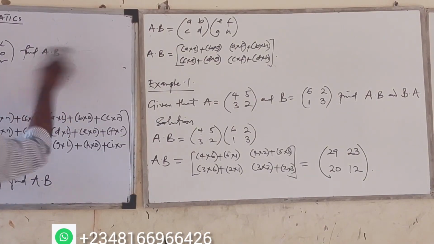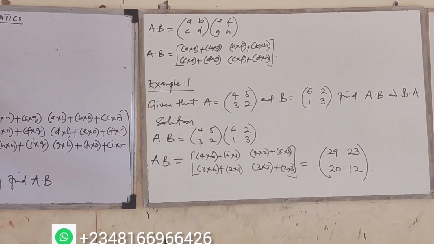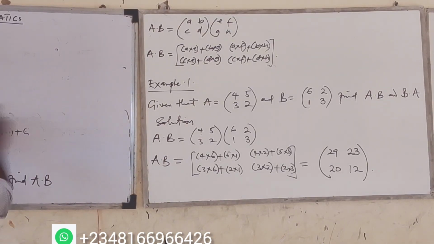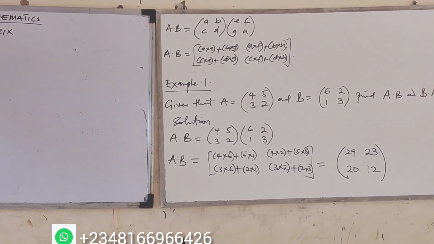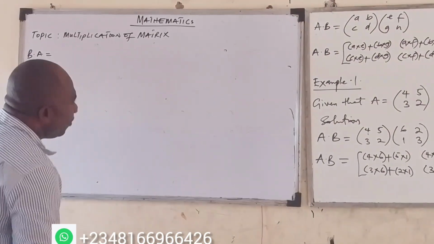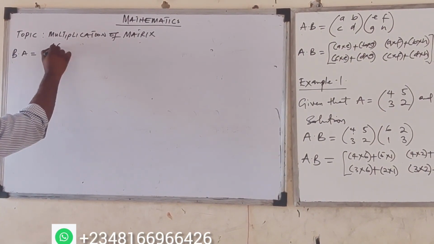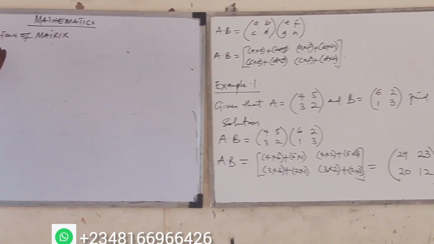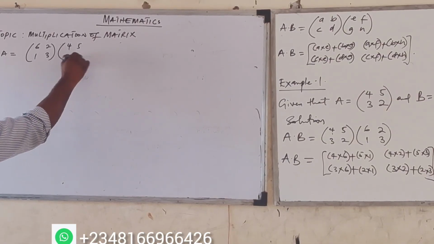We have seen A dot B. Now, we want to see the value of B dot A. We want to establish whether the relationship in multiplication of matrix is commutative or not. So let's look at B dot A. B dot A means matrix B times matrix A. So for matrix B, we have 6, 2, 1, 3 times 4, 5, then here we have 3 and 2.